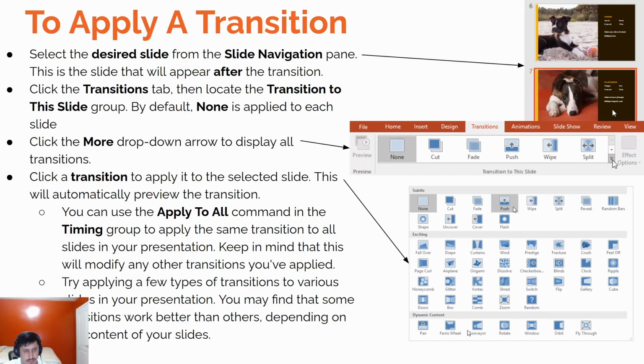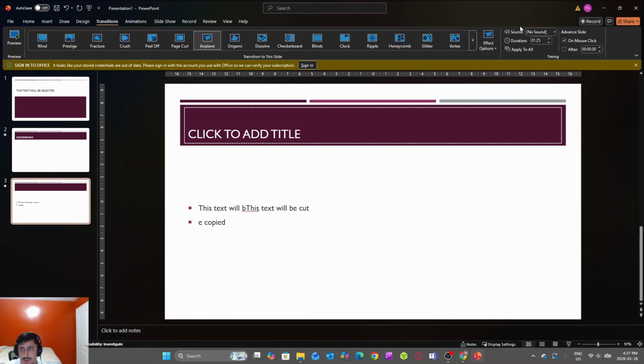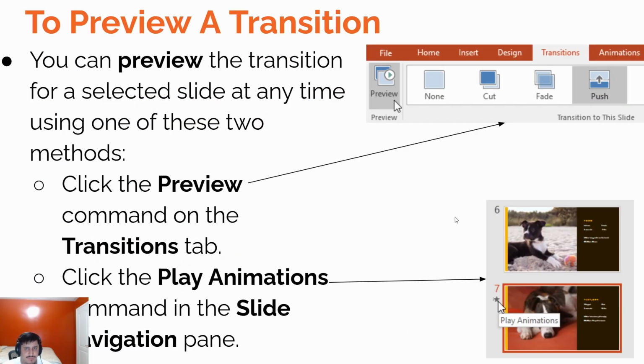And then again, we can click apply to all if we do want to apply it to every slide. Where is it? Apply to all. And yeah, to preview a transition, as I just showed, we can click on the preview tab, or you could just click on the play animations tab on that star. That's another thing we can also do should we want to. So that's pretty useful there.